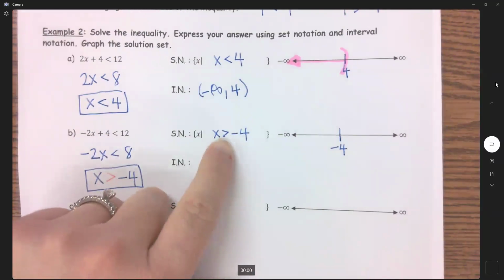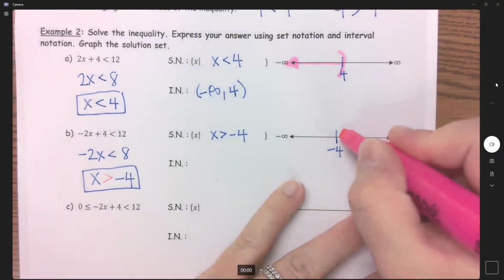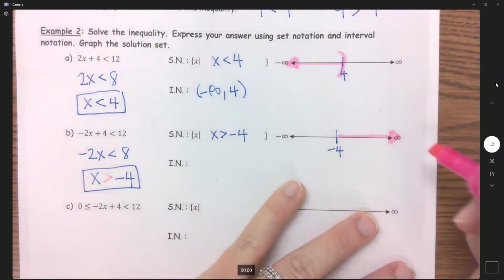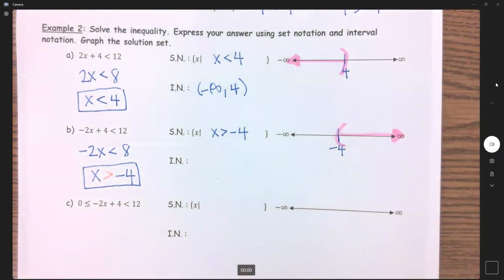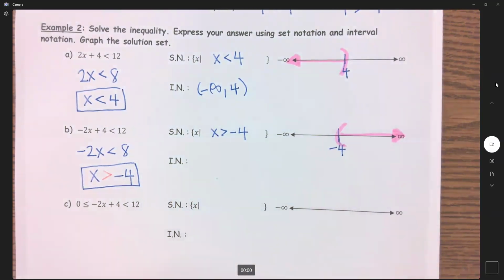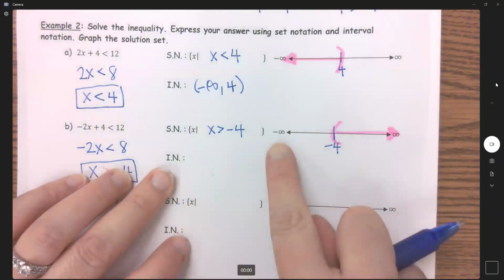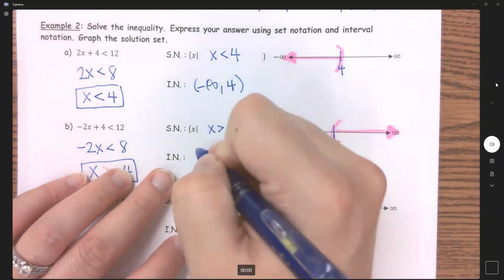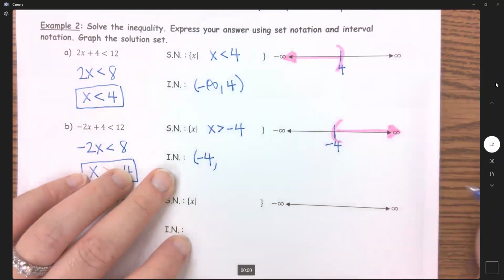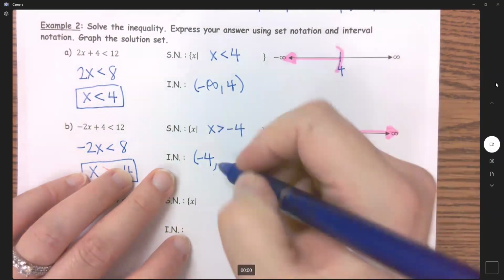Use this as an arrow. It's pointing to the right, so we are going to shade to the right. And because it's greater than and not greater than or equal to, we're going to have a soft parenthesis. So in interval notation, least to greatest, we're starting the shading at -4 with a parenthesis, and it's going to go to infinity.